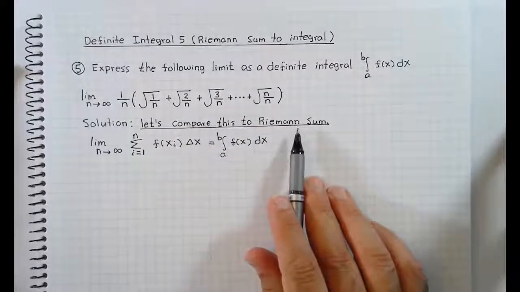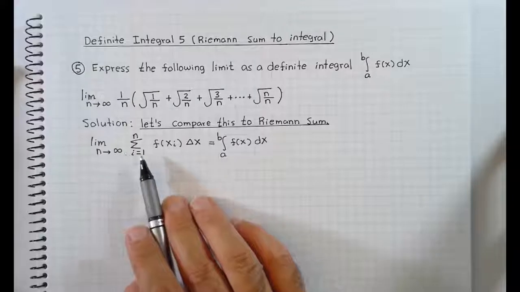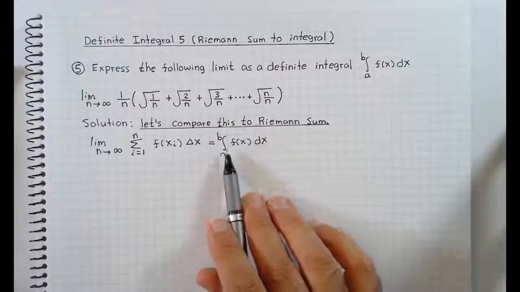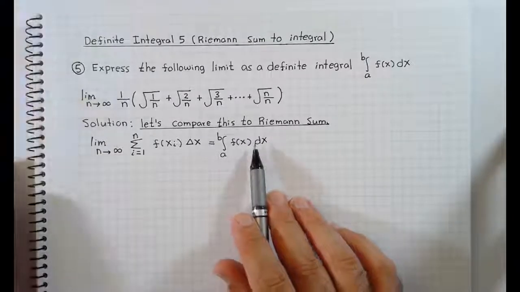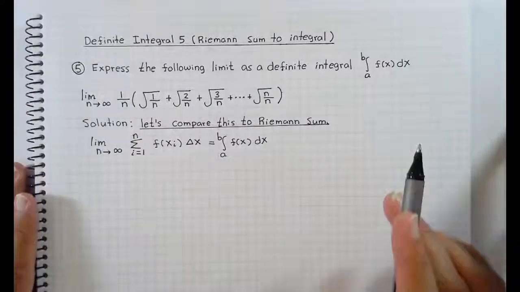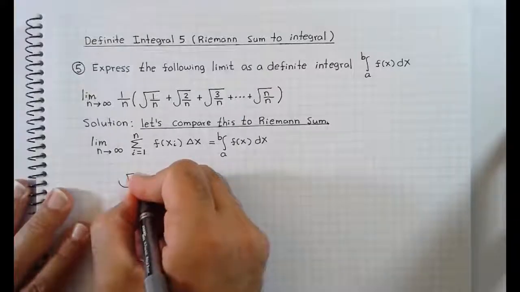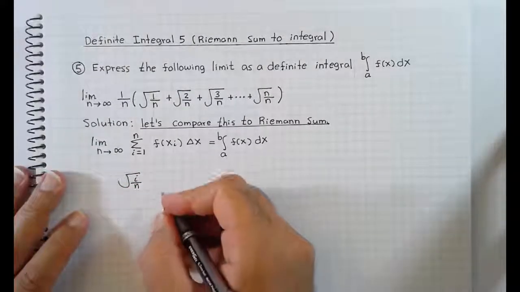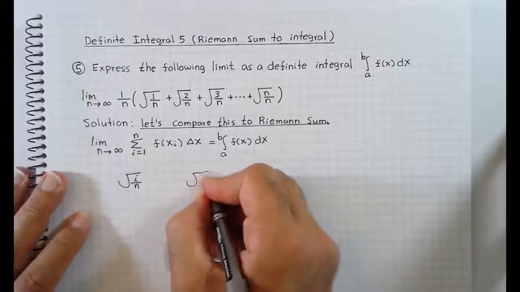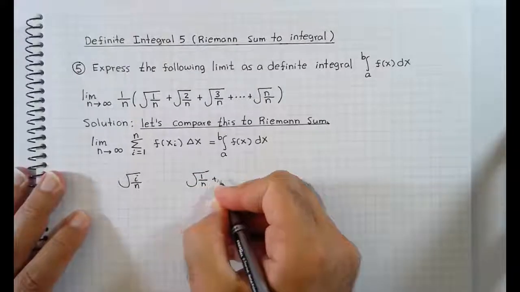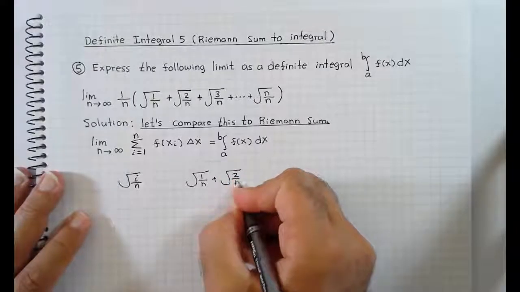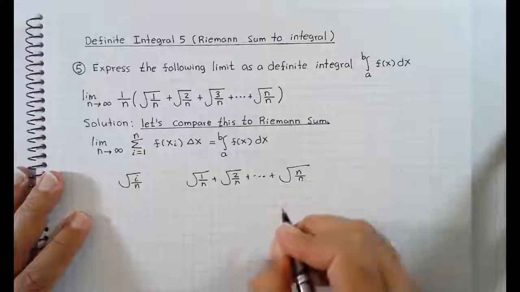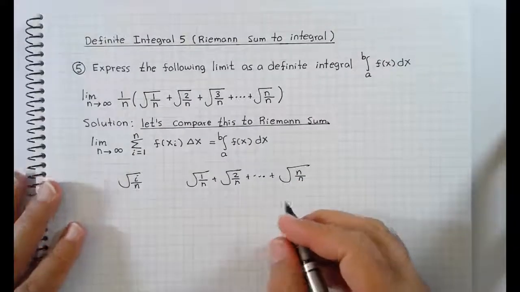Let's compare this to the Riemann sum. Limit n goes to infinity, i goes from 1 to n, f of xi delta x is equal to the definite integral a to b f of x dx. First, we notice that the general term of the summation is root i over n. And as i varies from 1 to n, we obtain root 1 over n plus root 2 over n plus ... root n over n. So now we can apply the summation formula.